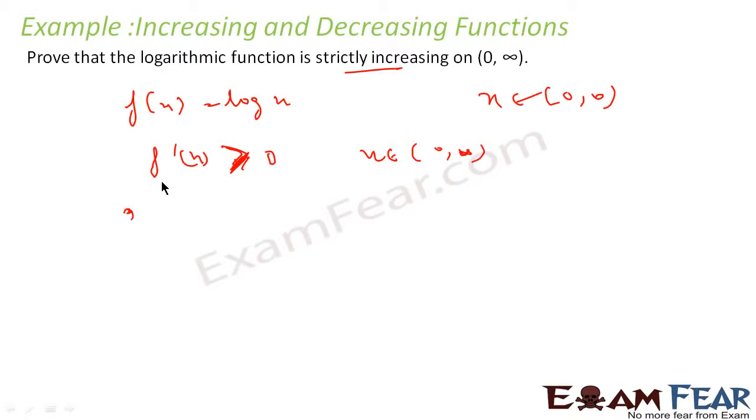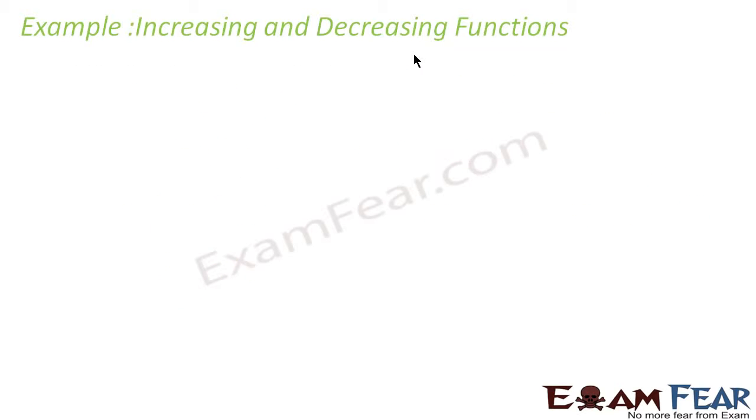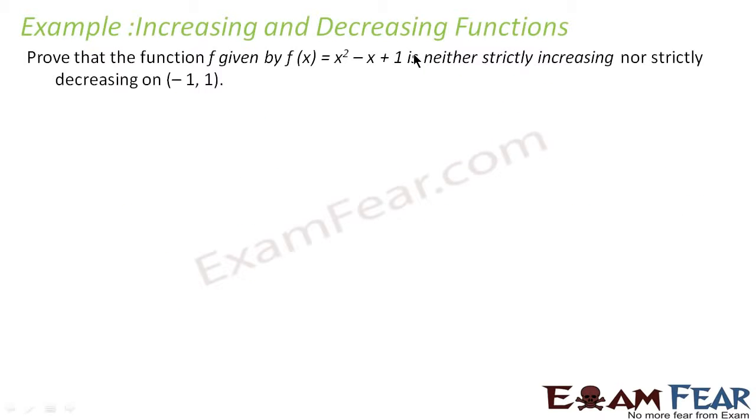My f dash x is nothing but 1 by x, because f(x) is equal to log x, and this will always be greater than 0 for any positive value of x. You take any value of x: 1, 2, 3, 0.5, right? Take any value, this will be greater than 0. And thus I can say that my f dash x is always greater than 0 for any value of x between 0 and infinity. Please note, I am taking only 0 to infinity, because if I take a negative value here, this becomes less than 0. So in that case, the condition fails. So in this particular domain, this log function is always strictly increasing. Let's take one more example.